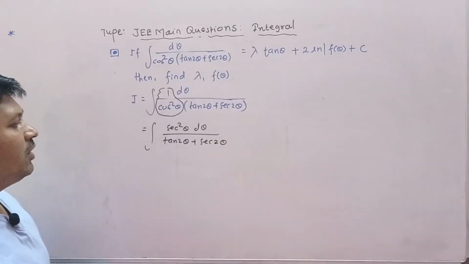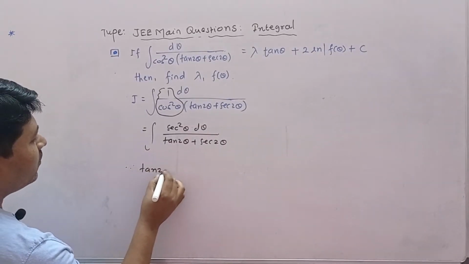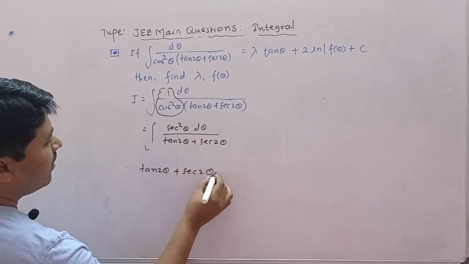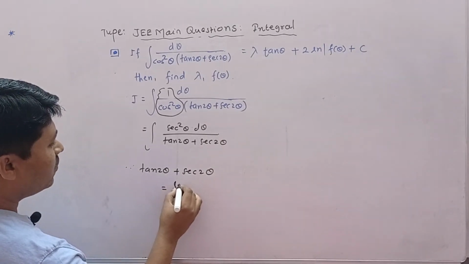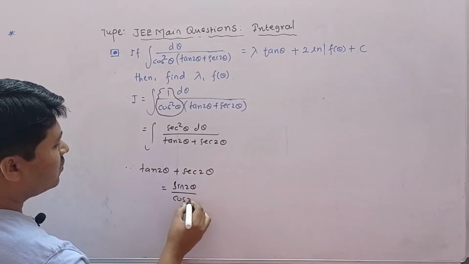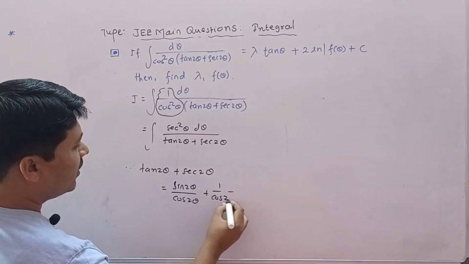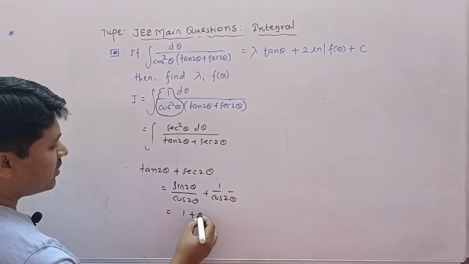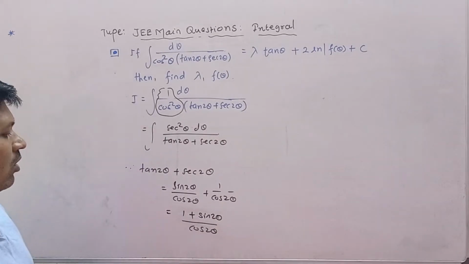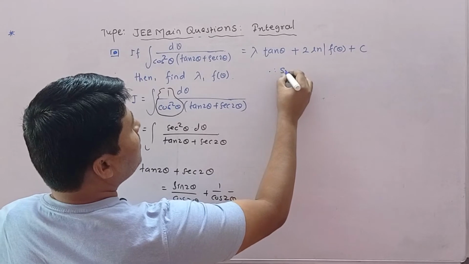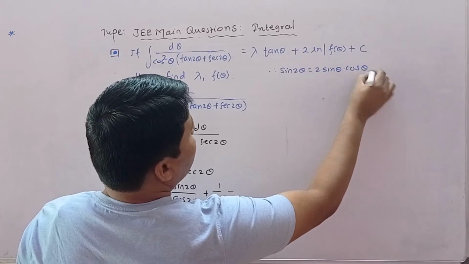Now I can simplify the denominator part separately. We can write tan 2 theta plus sec 2 theta, where tan 2 theta is equal to sin 2 theta divided by cos 2 theta, plus sec 2 theta, which is 1 by cos 2 theta. Therefore we get 1 plus sin 2 theta divided by cos 2 theta. We know the double angle formula, sin 2 theta is equal to 2 sin theta cos theta.